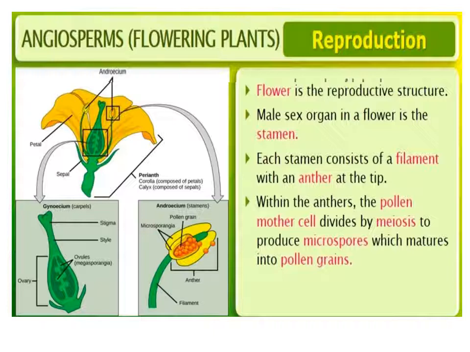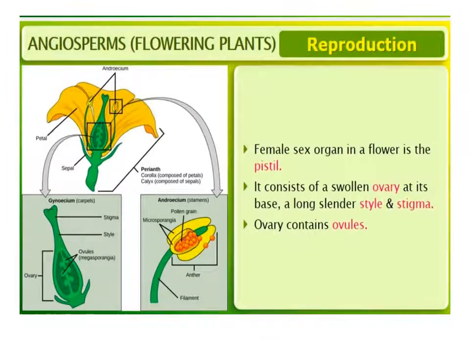Flower is a reproductive structure. The male sex organ in a flower is the stamen. Each stamen consists of a filament with an anther at the tip. Within the anthers, the pollen mother cells divide by meiosis to produce microspores, which mature into pollen grains.